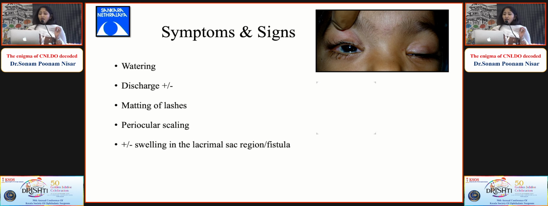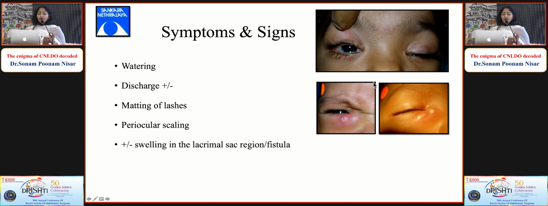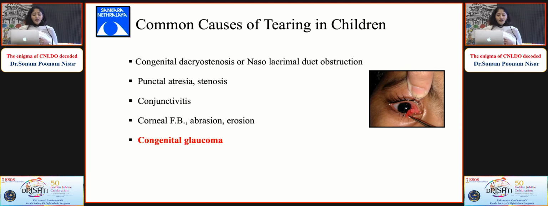Now, you may or may not see a swelling along the lacrimal sac area, and in case of recurrent acute dacryocystitis, you might even see an associated lacrimal fistula, or you might see a CNLDO along with a congenital lacrimal fistula as well. So it is very important when you see a child with watering or epiphora to distinguish CNLDO from other causes of tearing. It could be punctal atresia, stenosis, conjunctivitis, corneal foreign body, and the very notorious congenital glaucoma.